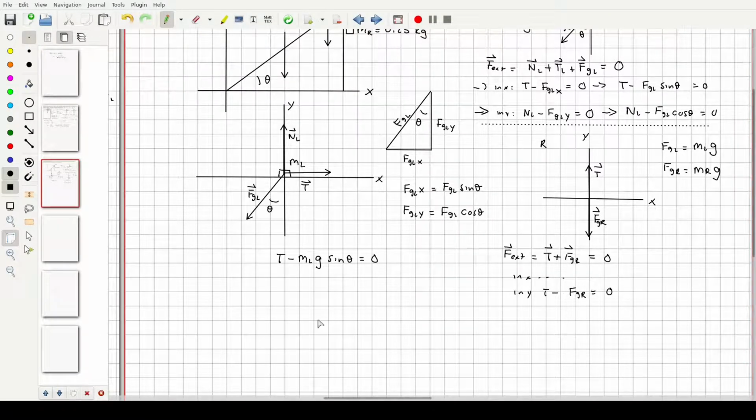This equation right here is N sub L minus MLG times cosine of theta. This equation right here, T minus MR times G is equal to 0. Now these two equations are what we want right here, because the link between the two objects is through the tension. This right here is just a statement of Newton's third law and normal forces. So if I were to solve this for T, and then plug it into that, I would have the following.